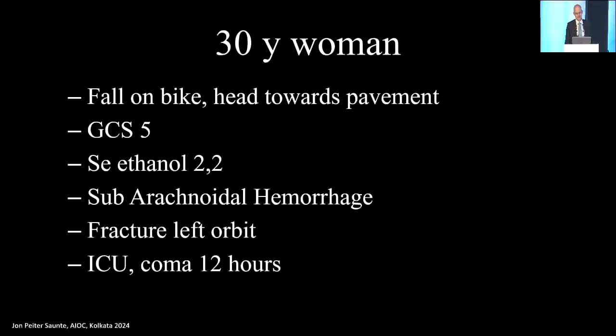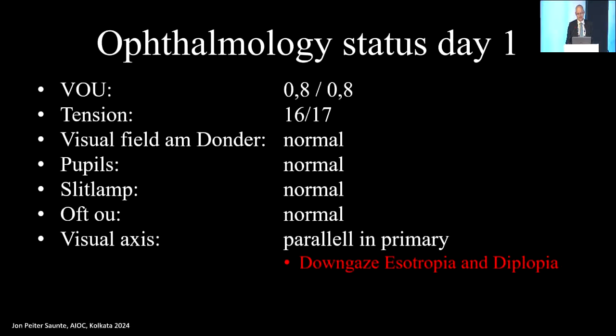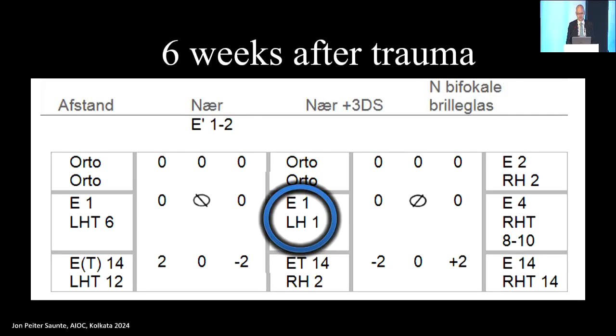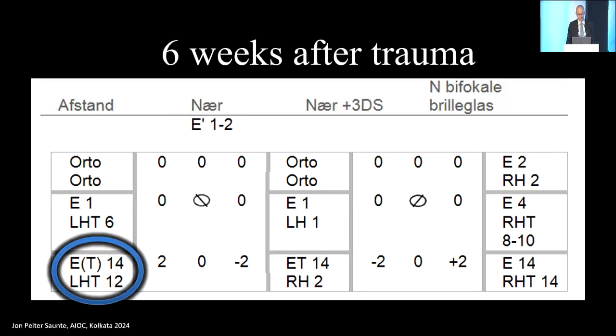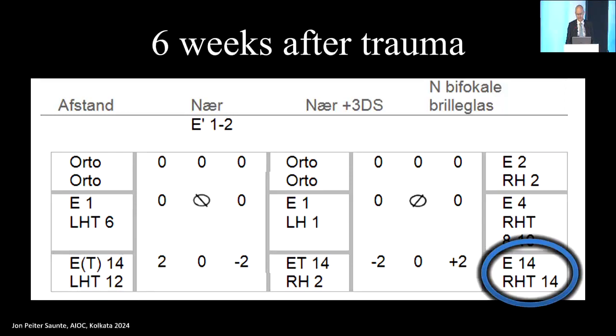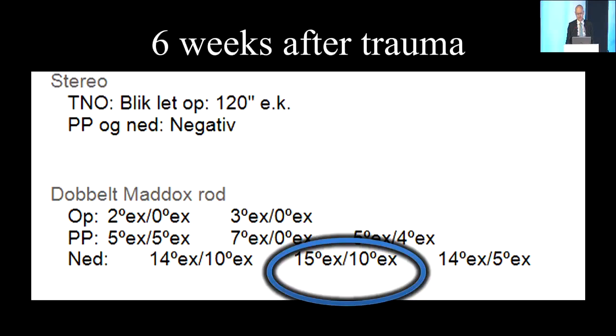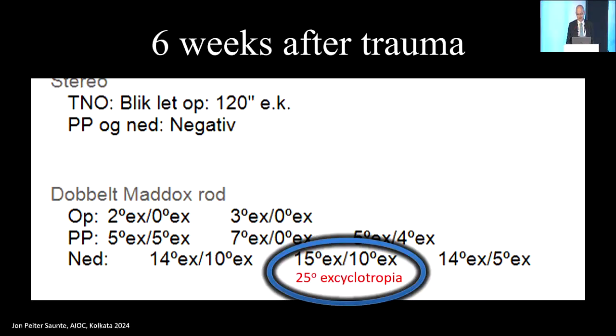This is the patient I mentioned before, who fell on the bike in Copenhagen. She was drunk, and she had a bad brain injury. Her eye workup was normal, and we saw her 6 weeks after the trauma in our clinic. She was ortho in primary, but had a down gaze ET, a left hyper on right gaze and a right hyper on left gaze. She also had excyclotorsion, worse in down gaze.